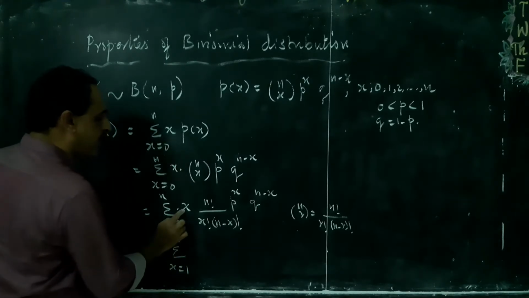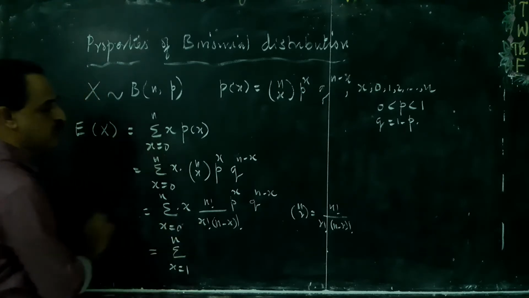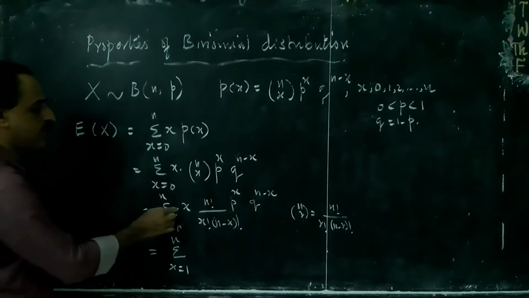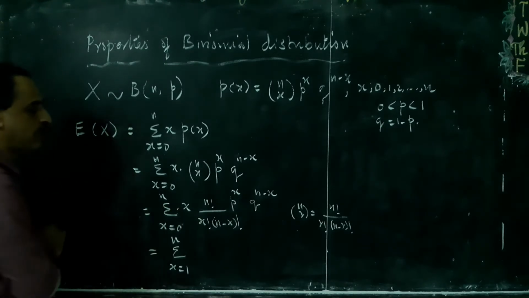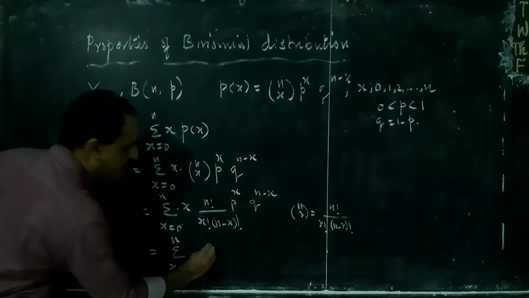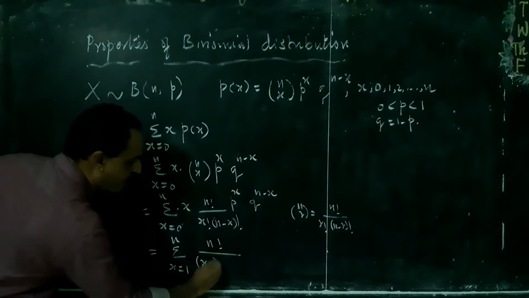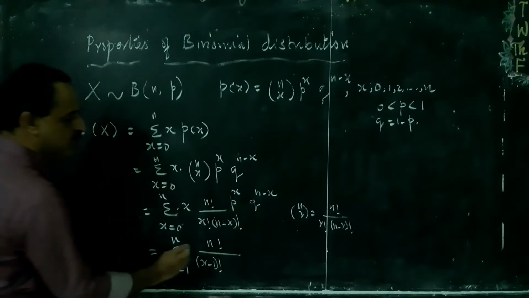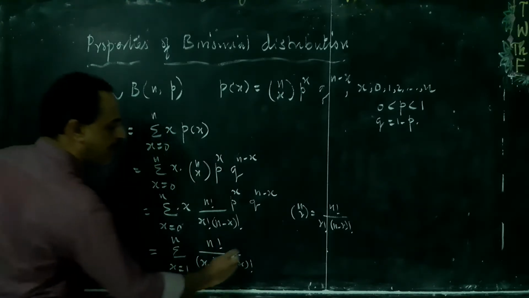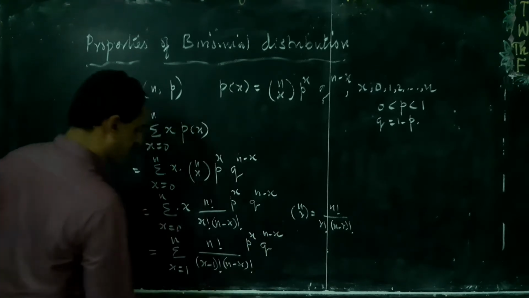Now, in x factorial we get terms from 1 to x, and here we have x. So you can cancel this x with the last term of the product in x factorial, that is x. Therefore, it is n factorial by, now the last but one will be (x minus 1) factorial, now (n minus x) factorial, and p^x and q^(n-x).